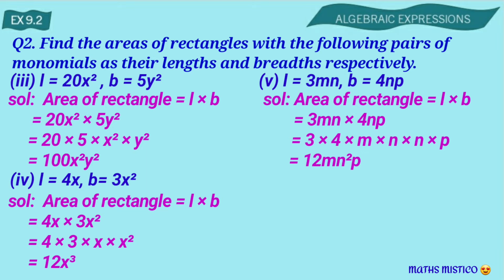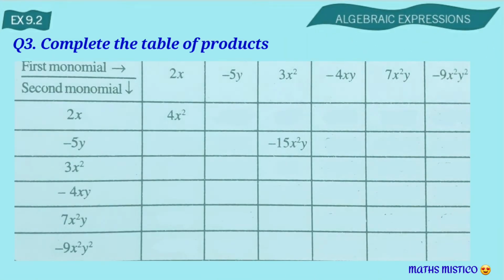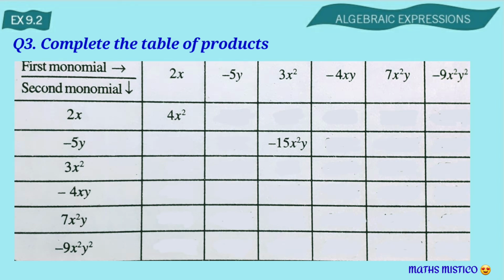So isn't it easy to multiply two monomials? You can even do it orally. So let's try to fill up this table. You have to multiply the first and the second monomials and write the answer in the columns given in front.